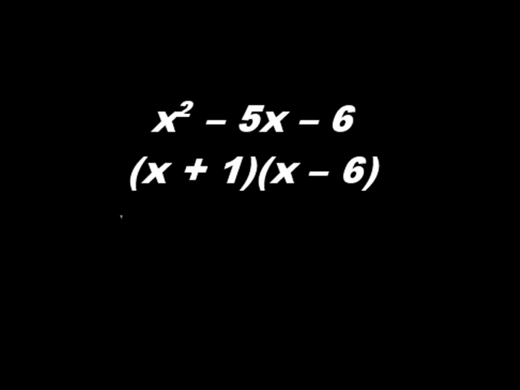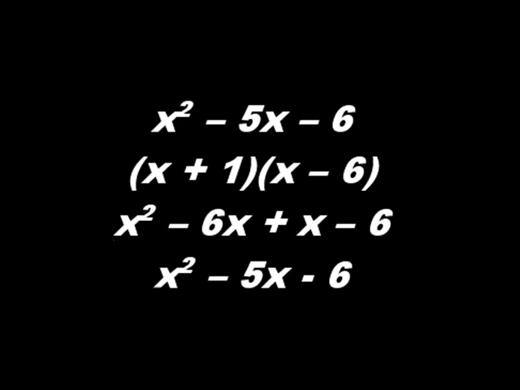You can always check that you have the right factors by multiplying out the brackets. In this case, the first terms multiply to give x squared, the outside terms multiply to give minus 6x, the middle terms multiply to give plus x, the last term becomes minus 6, and when it's collected up, it comes back to x squared minus 5x minus 6.